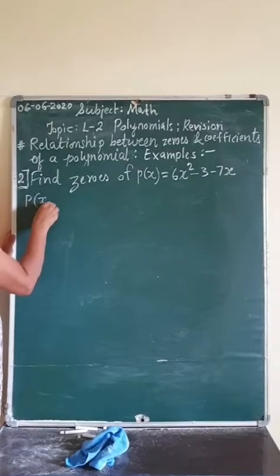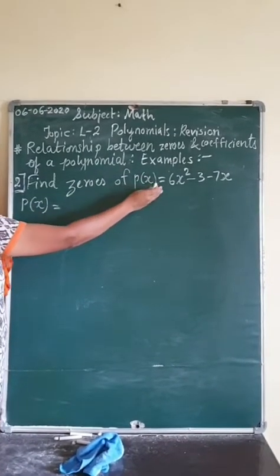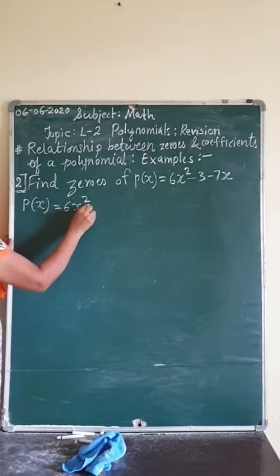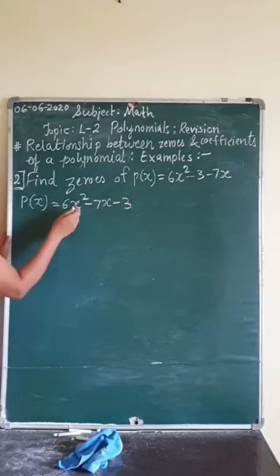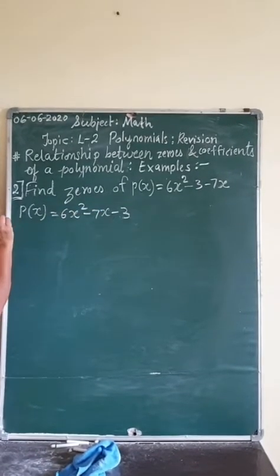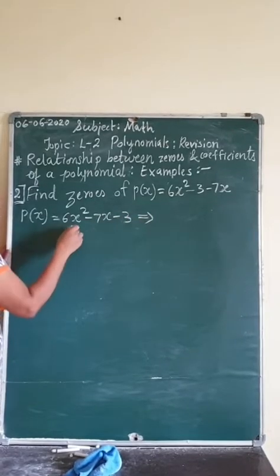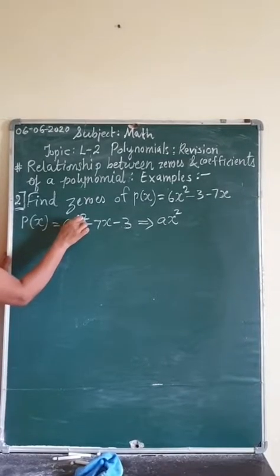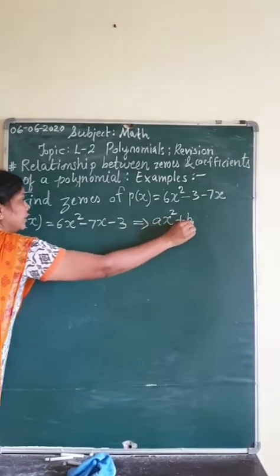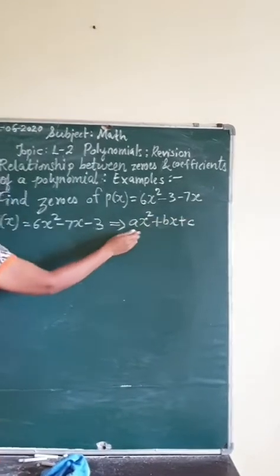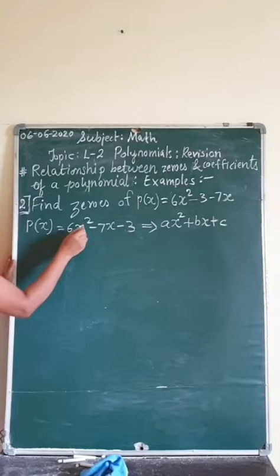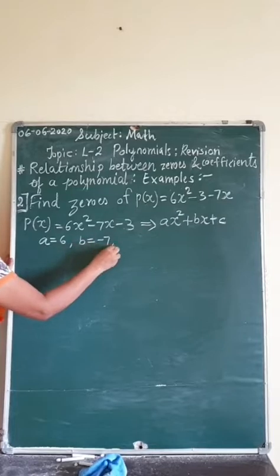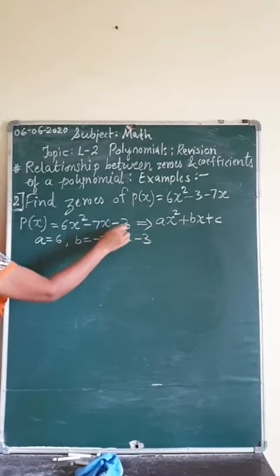Going to the second example, find zeros of p(x) is equal to 6x square minus 3 minus 7x. So first of all, we are writing this polynomial in the standard form, in descending order of power of variable. So here we are writing it as 6x square minus 7x minus 3. Then we are relating this with the standard form of a quadratic polynomial. This is a quadratic polynomial because its highest power is 2. So here we get the coefficients as a is equal to 6, b is equal to -7 and c, the constant, is equal to -3.